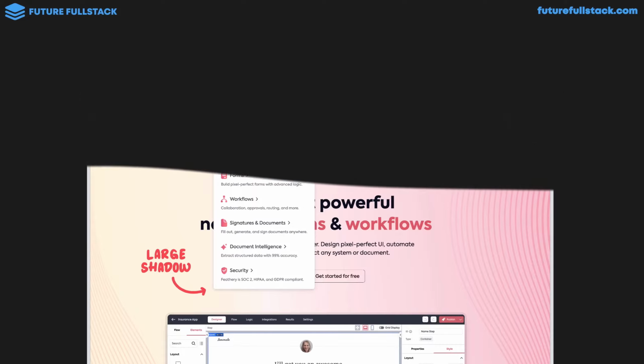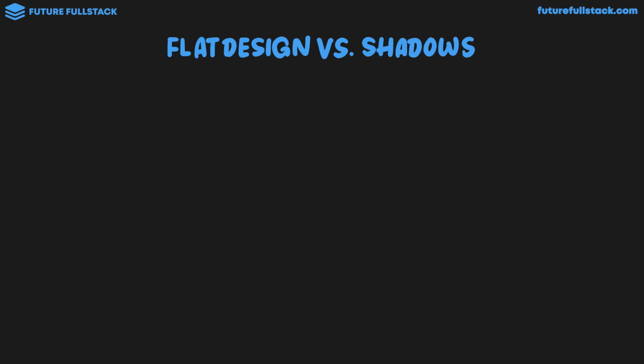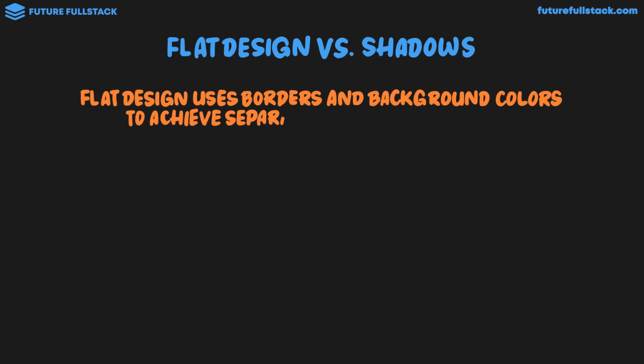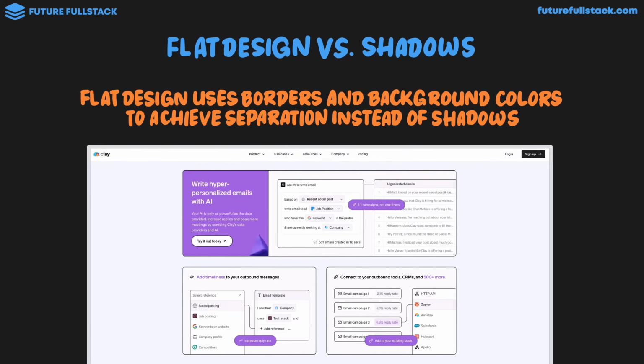Now, the last thing to discuss is flat design versus shadows. Flat design uses borders and background colors to achieve separation instead of shadows. Looking at an example of this, on this web page, we have a border on our navigation bar, as well as borders on all of our cards. The borders contain related content and create separation between different content. You can see no shadows are used on this page.